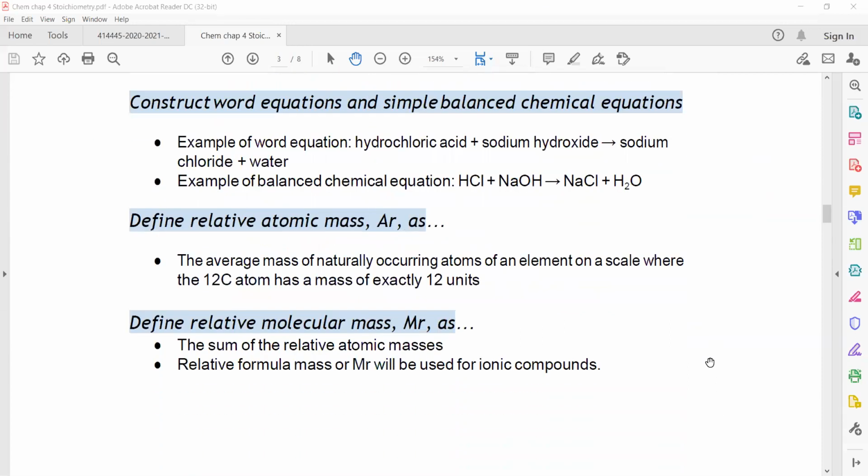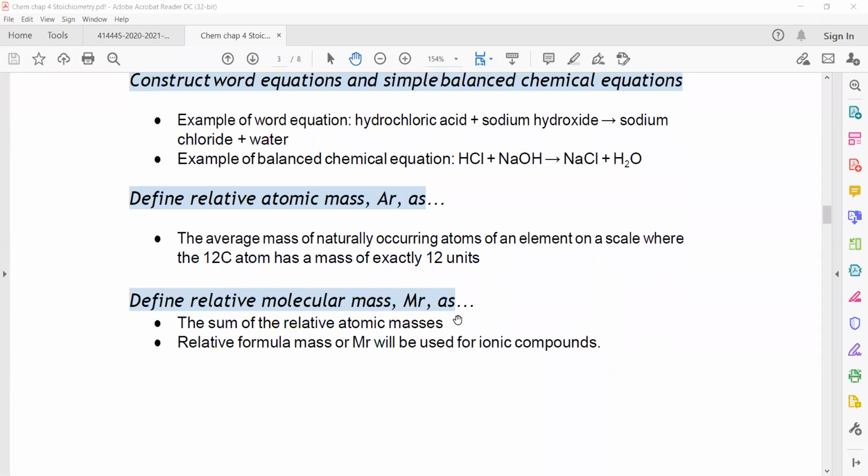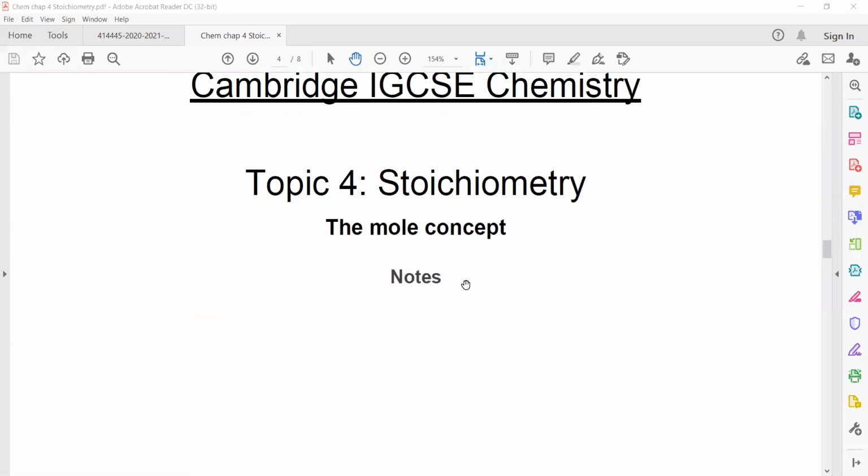Then the definition of relative atomic mass. It is the mass of an element compared with the 12th part of carbon-12, and the sum of relative atomic masses will give us the molecular mass.